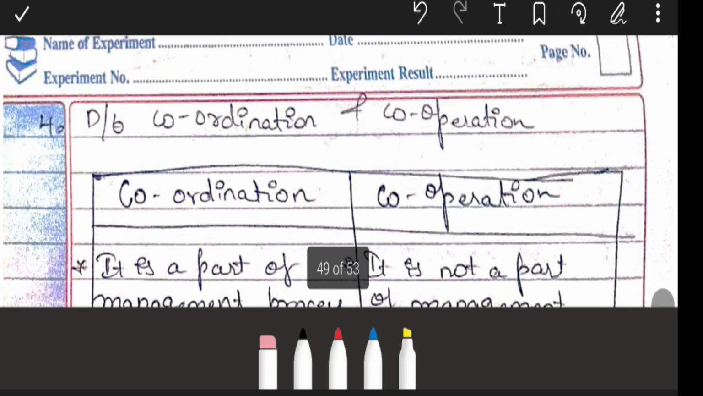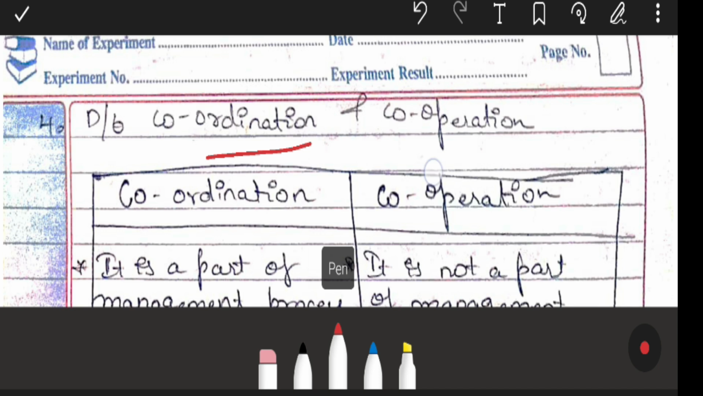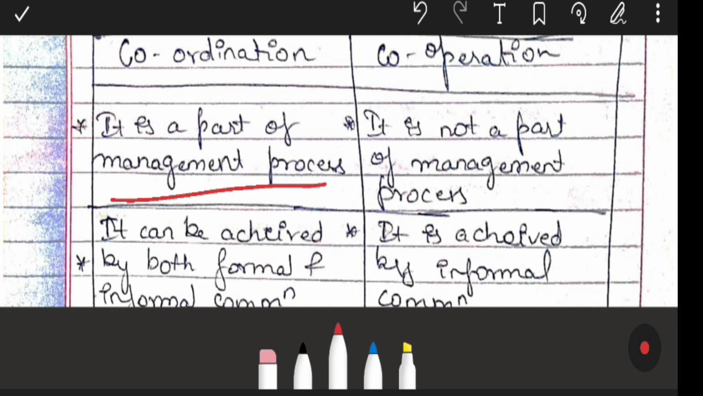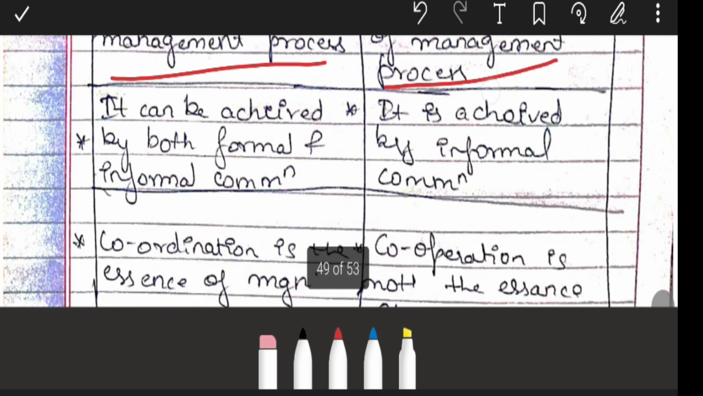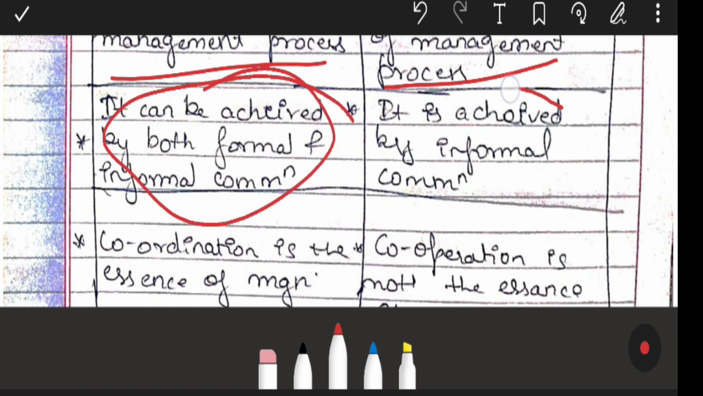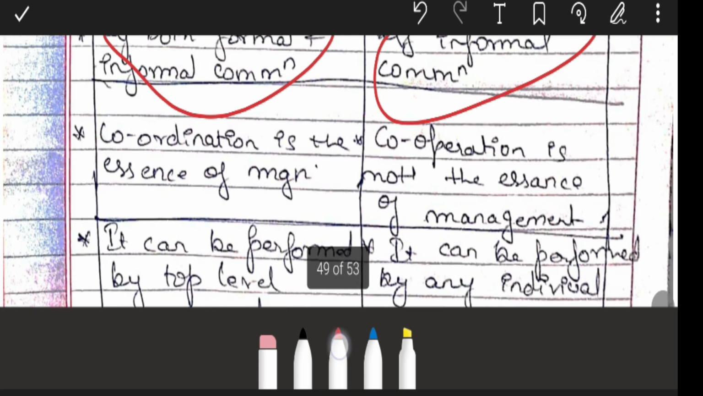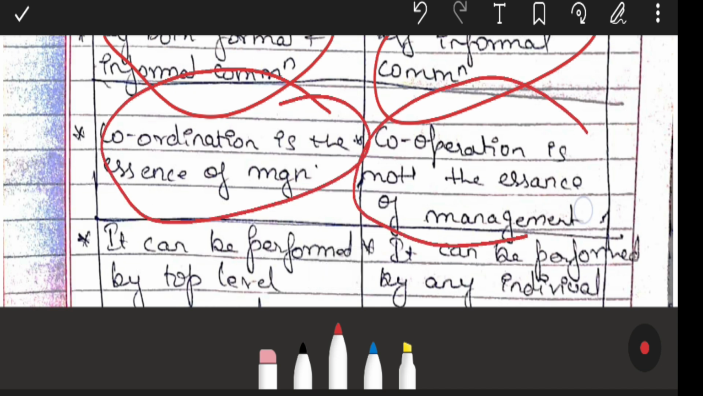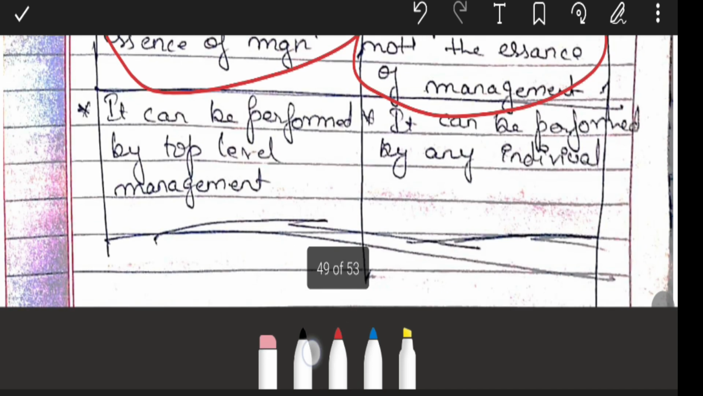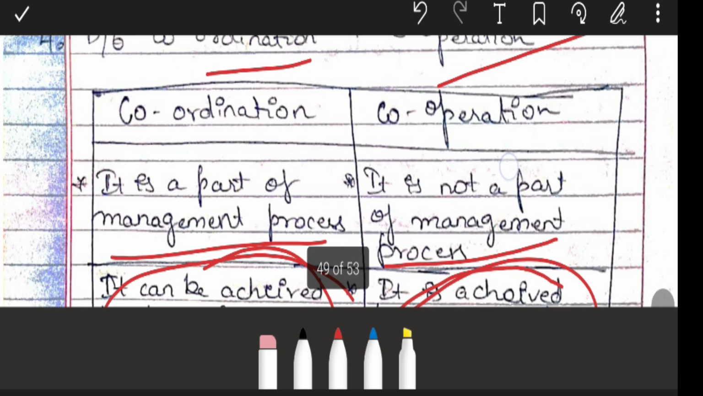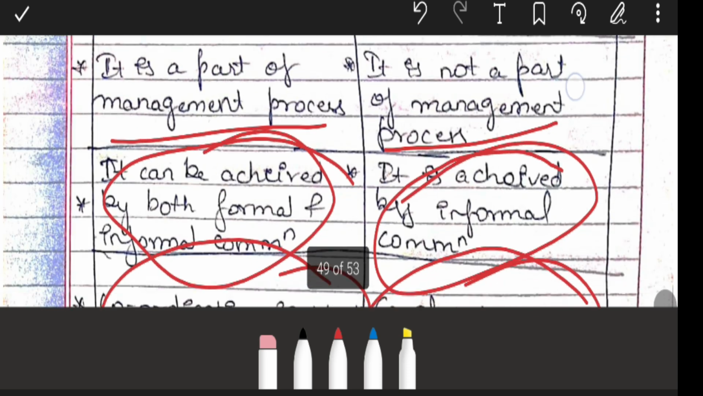Okay. The fourth question is differentiate between coordination and cooperation. Coordination is a part of the management process. Cooperation is not a part of the management process. Coordination can be achieved by both formal and informal communication. Cooperation can be achieved by only informal communication. Coordination is the essence of management. Cooperation is not the essence of management. Coordination can be performed by only top level management. Cooperation can be performed by any individual.